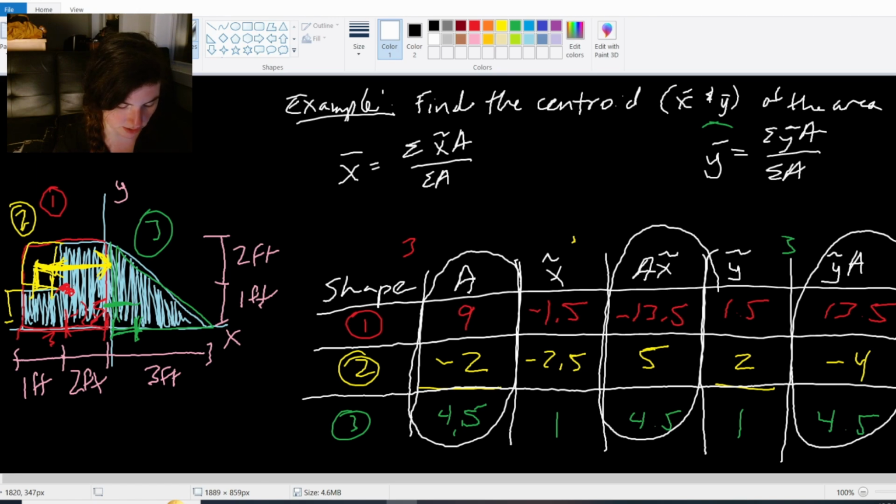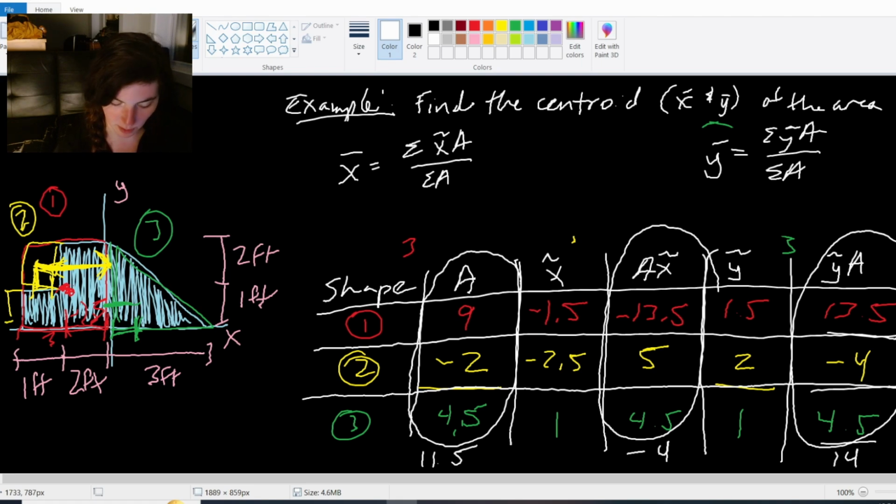9 minus 2 plus 4.5 is going to give me 11.5. My ax, -13.5 plus 5 plus 4.5 gives me -4. And then this, 13.5 plus -4 plus 4.5, gives me 14.